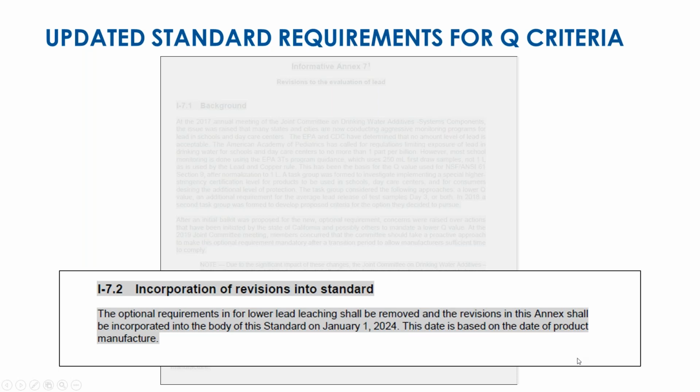So what we have now is a series of optional requirements where manufacturers can elect to be certified to the lower lead criteria now. But on January 1st of 2024, these criteria will become mandatory, and all products must meet those lower Q criterion in order to remain certified to standard 61.